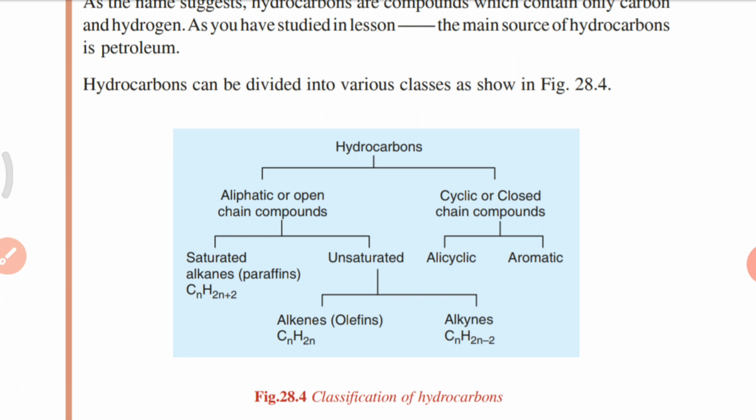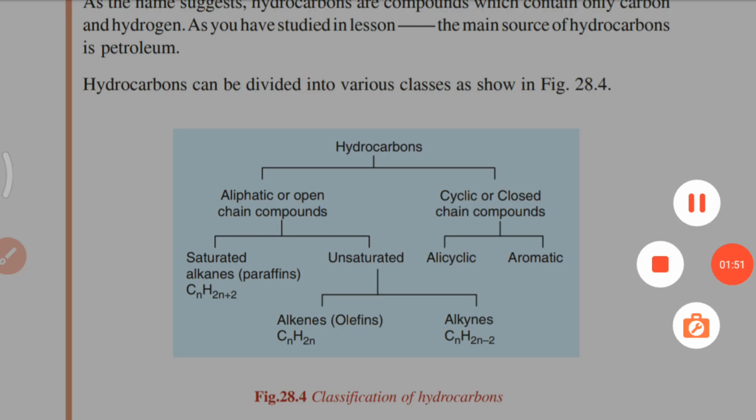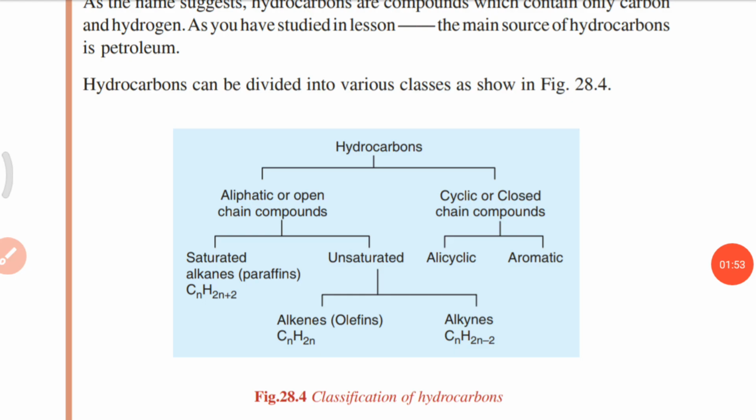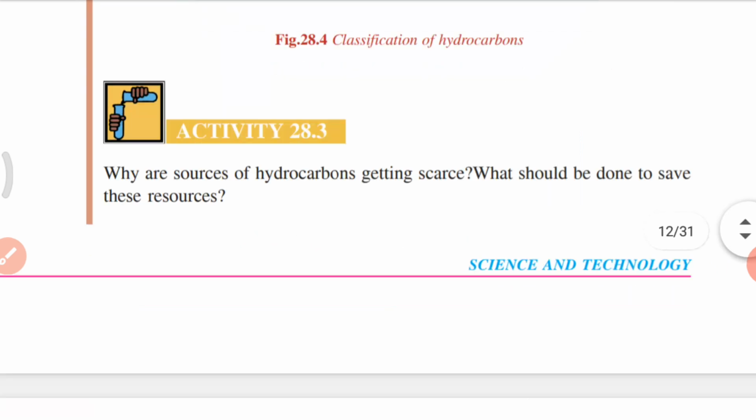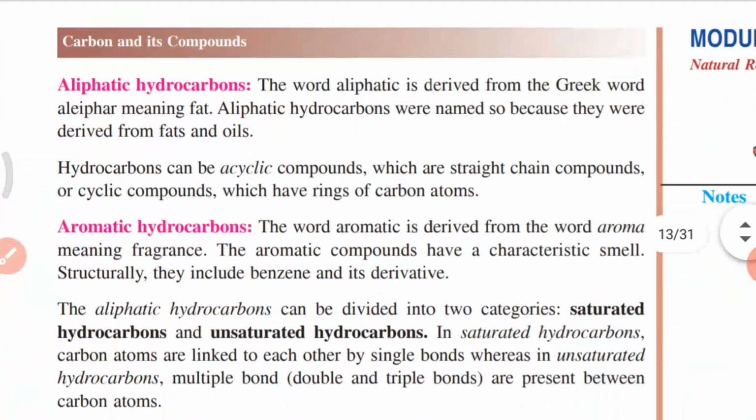Again, cyclic or closed chain compounds can be classified into alicyclic compounds and aromatic compounds. So we can classify carbon compounds into many different classes. Most of them we can study in detail in this chapter. First one, aliphatic hydrocarbons.